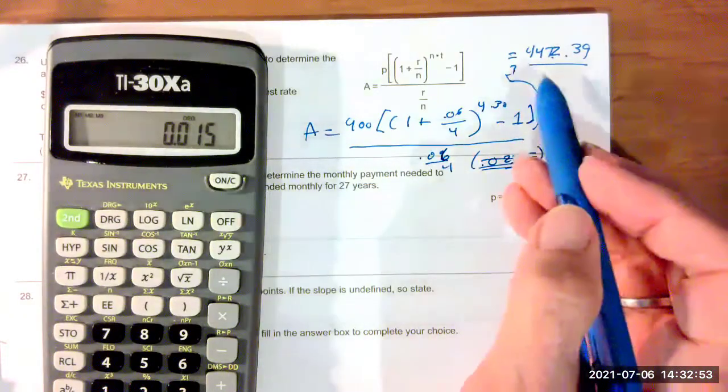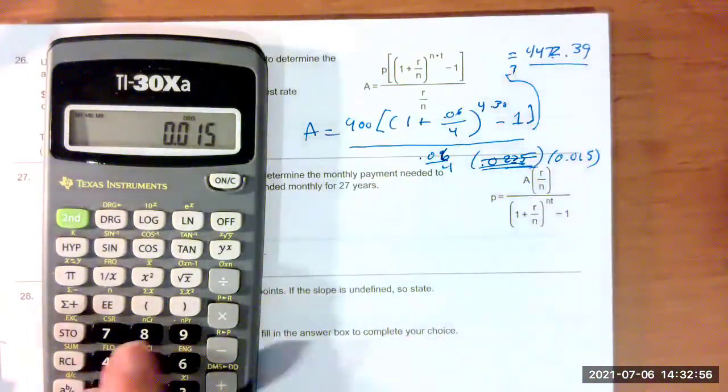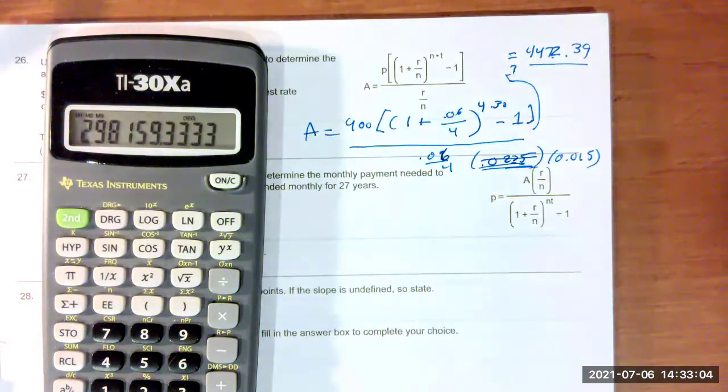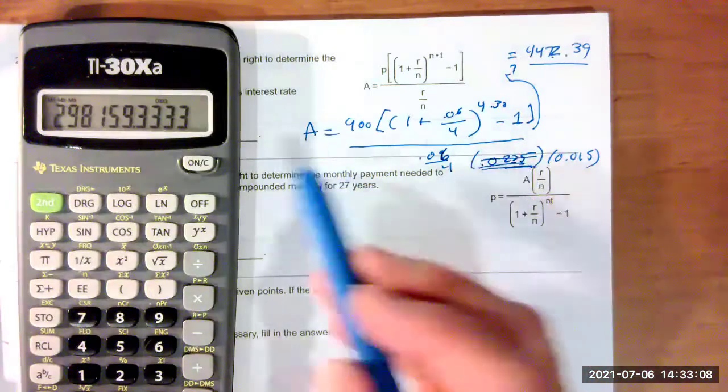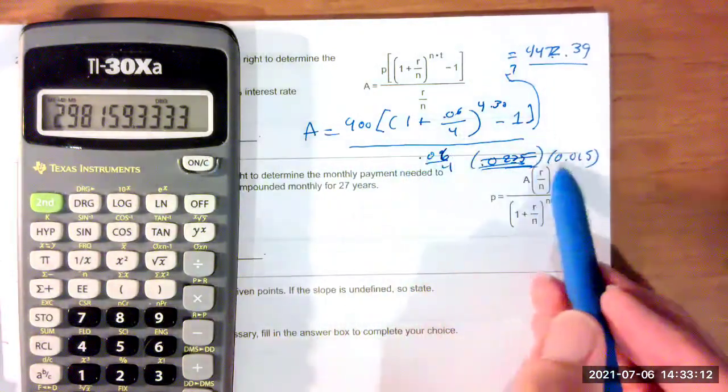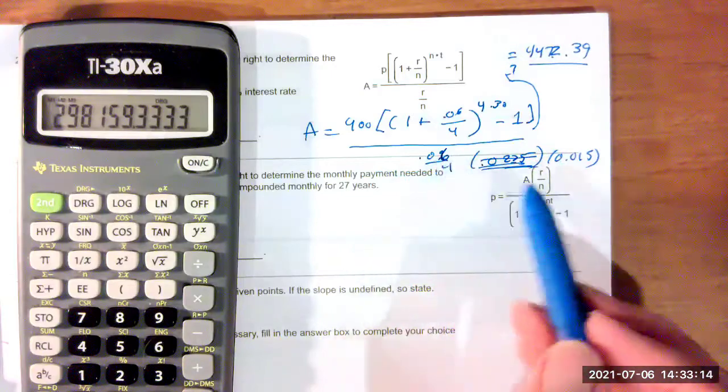0.015. There's my problem. Now, if I take this and divide by that, I'll get the right answer. 447, 2.39 divided by 0.015. That's better. Okay, let me start from the beginning because I'm a little bit off in my sense. So let's start in the beginning. There's where my mistake was. I put in a 9 here instead of a 6.